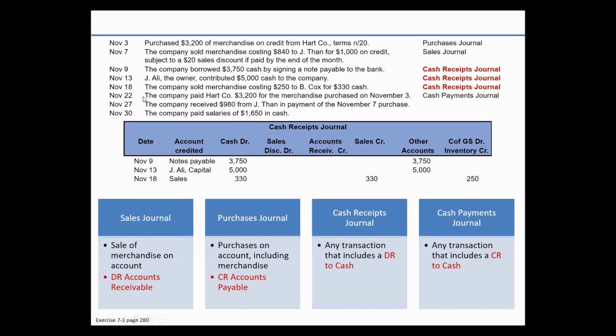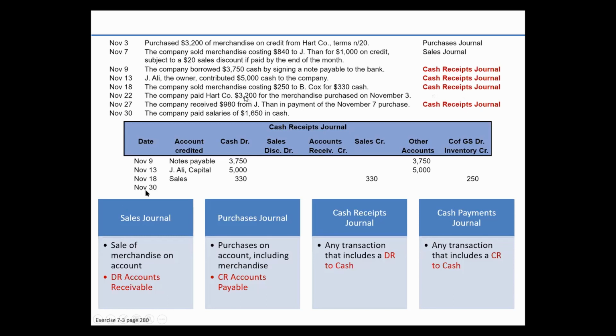Then on November the 22nd, the company paid Hart Company $3,200 for the merchandise it purchased on November the 3rd. That's a cash payment, so we record that in a cash payments journal. So we're not concerned with that right now. November the 27th, the company received $980 from J. Than in payment of the November the 7th purchase. Well, that's a cash receipts journal.